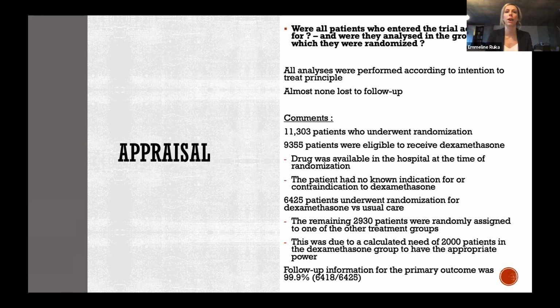Were all the patients who entered the trial accounted for, and were they analyzed in the groups to which they were randomized? Absolutely, it was an intention to treat analysis. I will not re-explain what I explained at the beginning, but this is how they started with 11,000 patients and ended up randomizing 6,425 in the DEX versus usual care group. An important point, however, is that the follow-up was 99.9% at 28 days, so almost perfect. The follow-up was done by phone if the patient was discharged, to see how the patient was doing, but it was almost complete follow-up.